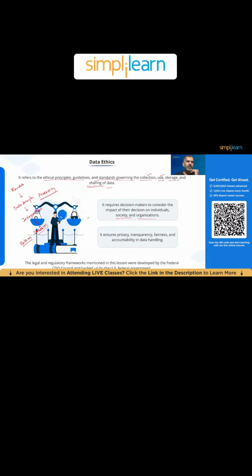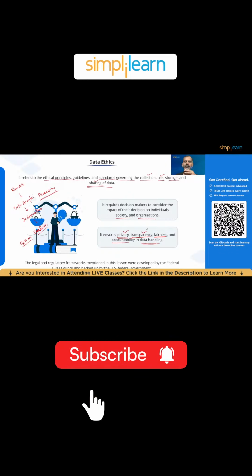Now, when we do this, as I said, these organizations need to follow some data ethics rules and standards. It basically talks about ensuring the privacy of data, transparency within the data, fairness within the data, and accountability in the data handling process. When I say privacy, that means if you are collecting data, it should be securely stored in your organization and no unauthorized user should access that particular data.